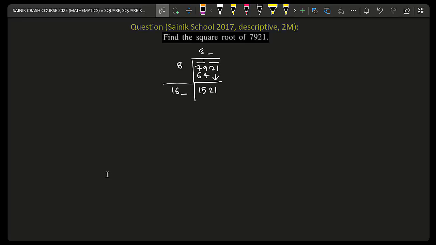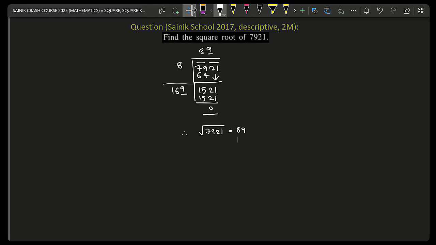Okay, Rishikesh, you try with 9. Yes, sir. 169 into 9. What are you getting? Sir, 1521. Okay, you're getting the same number 1521. So subtract that and get the remainder. Therefore, what is the square root of 7,921? 89. 89 is the correct answer.